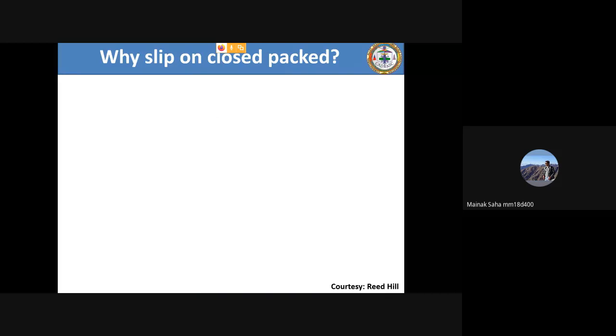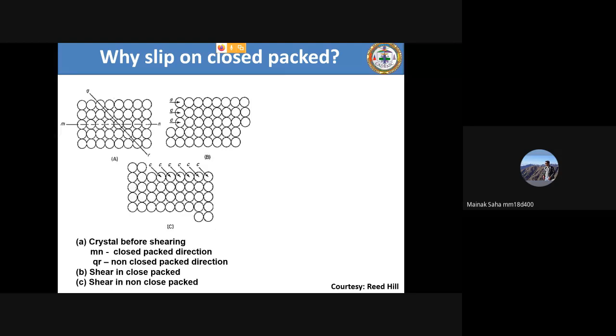Now, why slip on the close packed plane? I briefly discussed it, and now I just want to show you one small thing. This is a crystal before shearing, a crystal where no shearing occurs. In the second case, I consider QR, another plane of atoms. In 2D this is a line, and in 3D, if you extend it outside or inside the board, it's a plane, right?